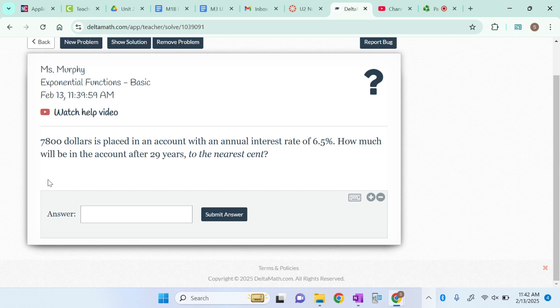And then what's our T? So remember, T means time. 29 years. So this is T. Now we've got everything we need. So we're going to put this into our growth formula. So I will have y equals A, or 7,800, times 1 plus 0.065, all raised to the power of 29.